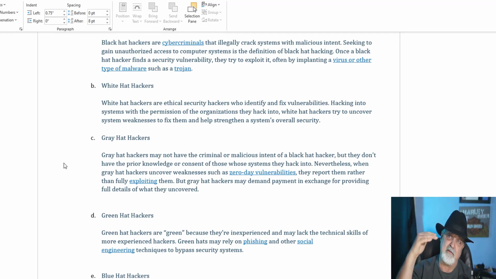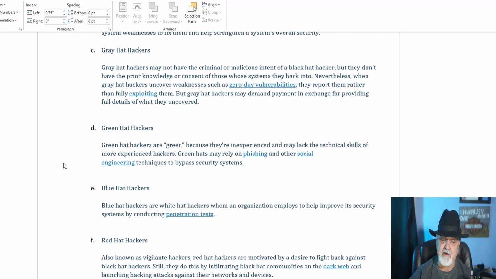Then they go back up towards that white hat hacker place. But they don't have to get the job first. What they do is they penetrate the system, prove that they can get in, and then they get a contract.